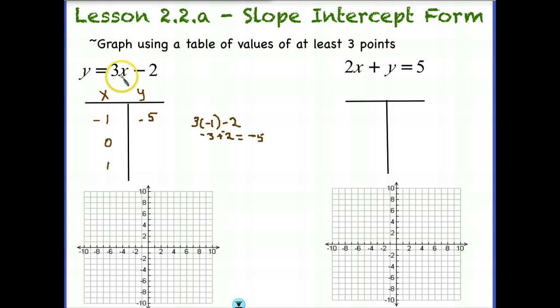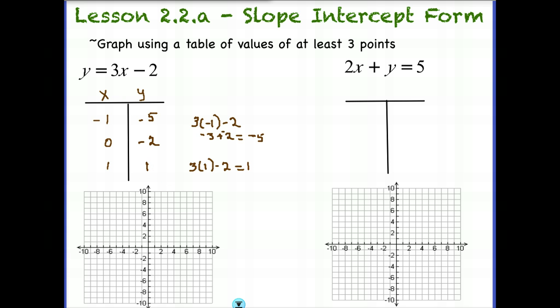If I plug in a 0, well, 3 times 0 is 0. So all I'm left with on this side is a negative 2, but you already knew that because this is our y-intercept. Now let's do a 1. So let's plug in a positive 1. And we get 3 times 1 is 3, and 3 minus 2 is 1.